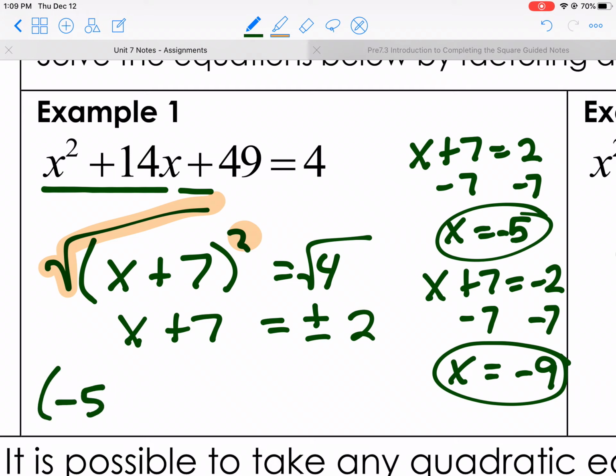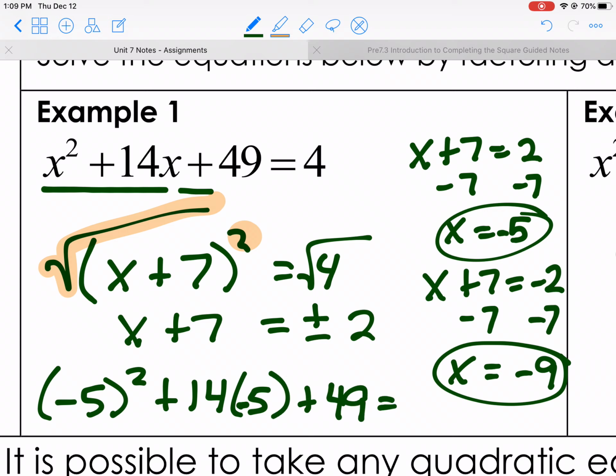If I replace the x with negative 5, say, negative 5 plus 7 squared, so negative 5 plus 49. If I put this in my calculator, it will tell me that the answer is 4. So let's see, this is 25 minus 70 plus 49. Let's see, 49 and 25 together, that's going to be 74. Minus 70 leaves us with 4. It works. And if we plugged in negative 9, we would get the same thing.